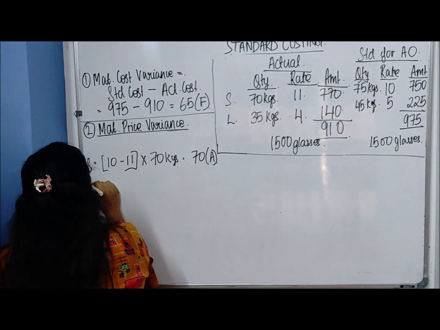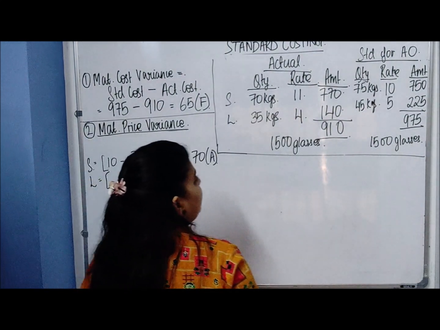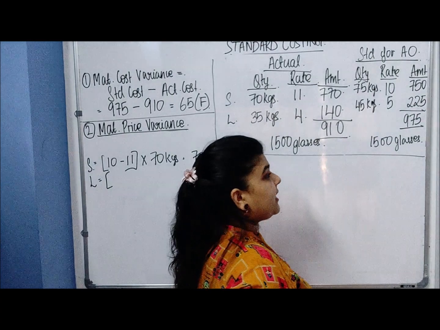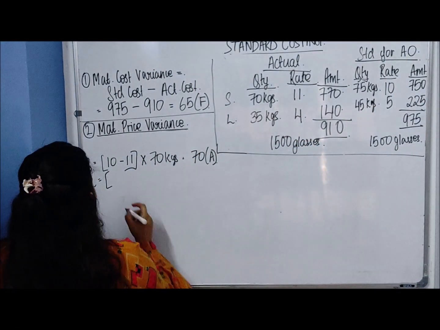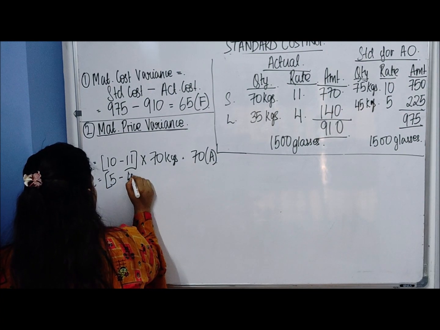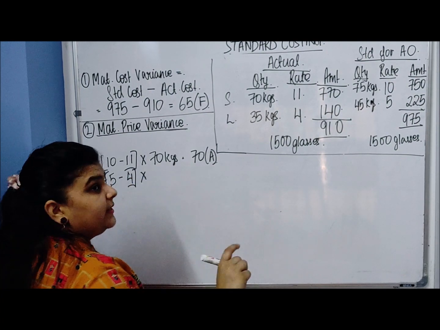Second, lemon. How much should I have paid? I should have paid 5. How much did I actually pay? I paid 4. Good for me or bad for me? Good for me. I should have paid 5, I paid 4 per kg. So 1 rupee saving on each kg.